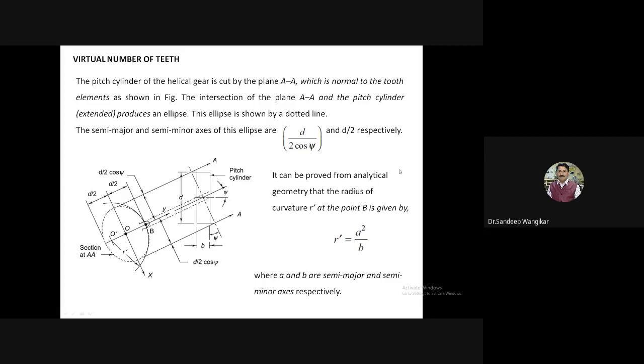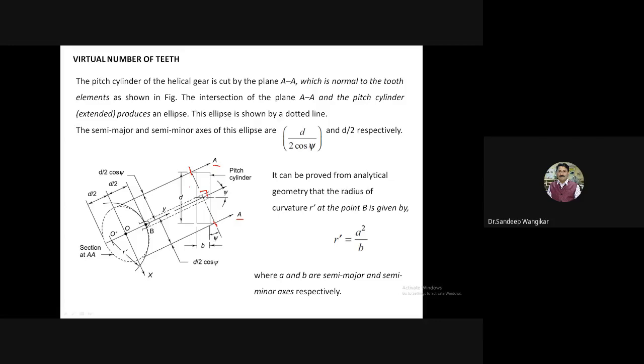The pitch cylinder of a helical gear is shown in this figure. It is cut by a plane AA. This is plane AA, and these are our teeth. This is the plane which has cut these teeth, and it is normal to the tooth element as shown in the figure. Very important: normal to the tooth element. This angle is a right angle. The intersection of the plane AA and the pitch cylinder extended produces an ellipse.